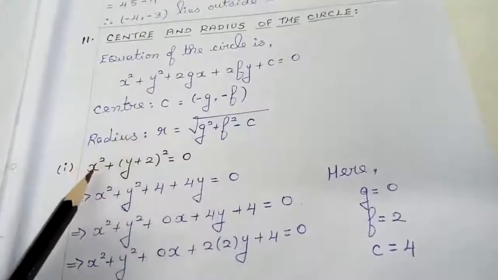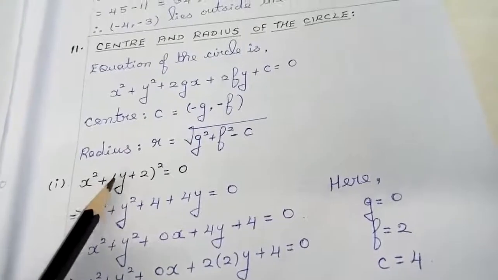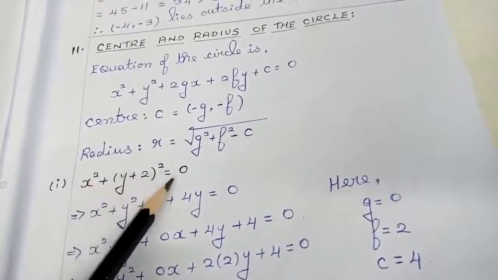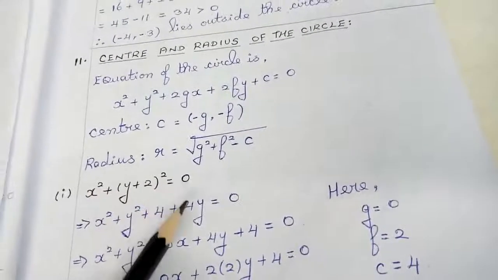The first question given here is x square plus (y plus 2) the whole square equal to 0, and this is the question given here.